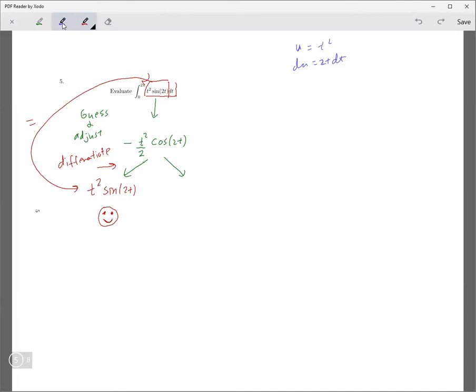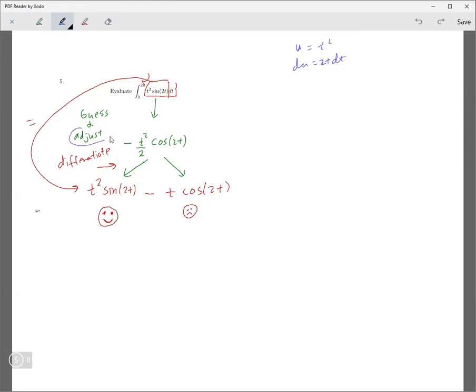But I also get the derivative of this times this, right? The derivative of this is 2, a 2 comes down, but that cancels that too. So it's going to be t cosine of 2t. So this is not good, which means that this is not the integral of this.